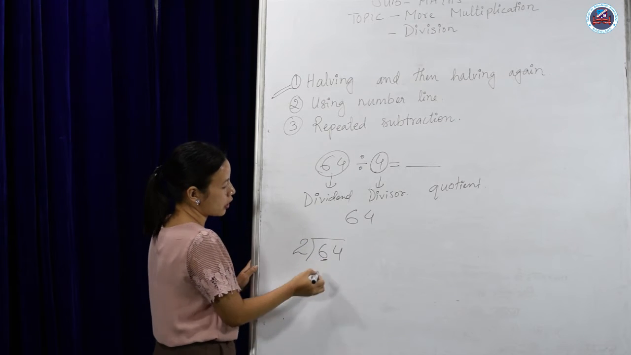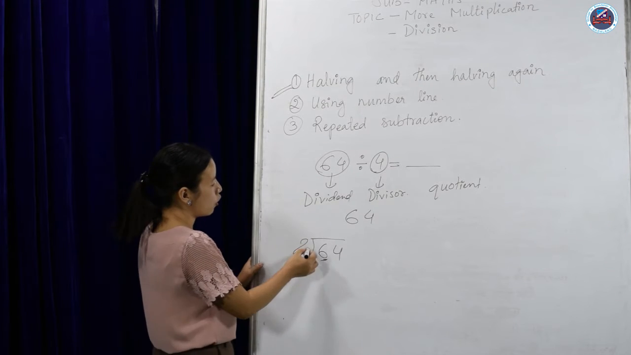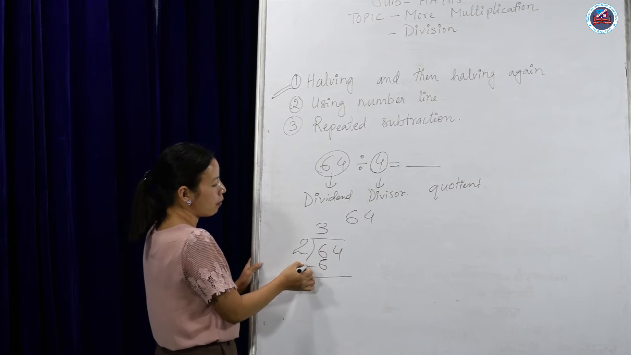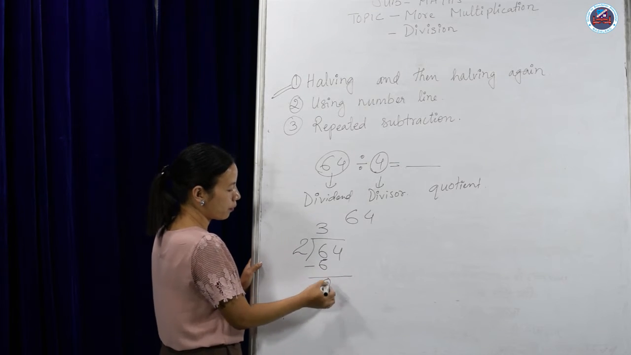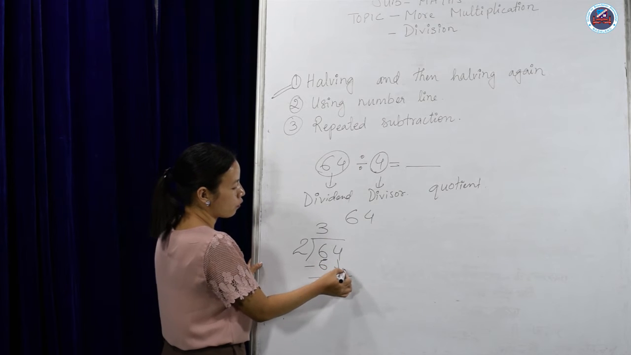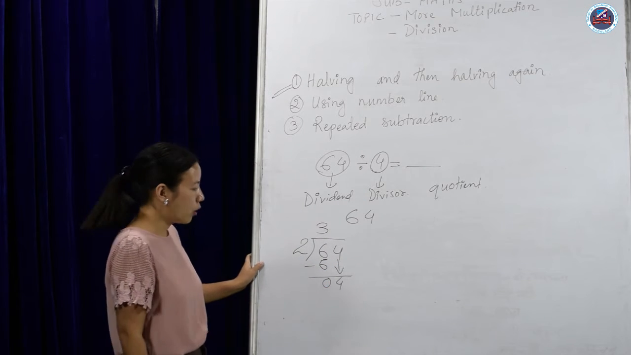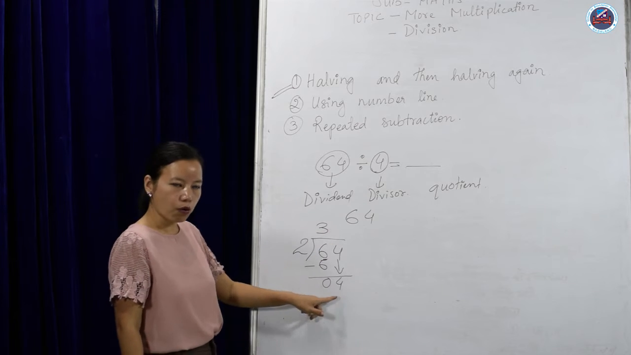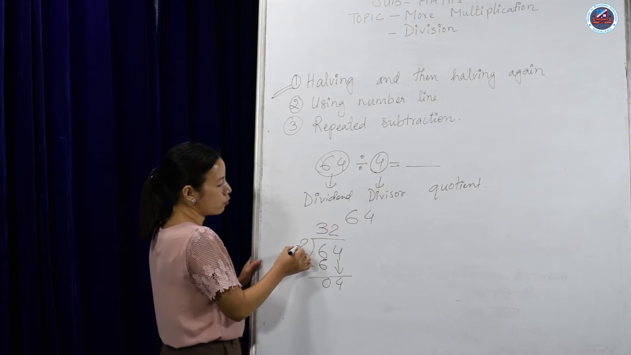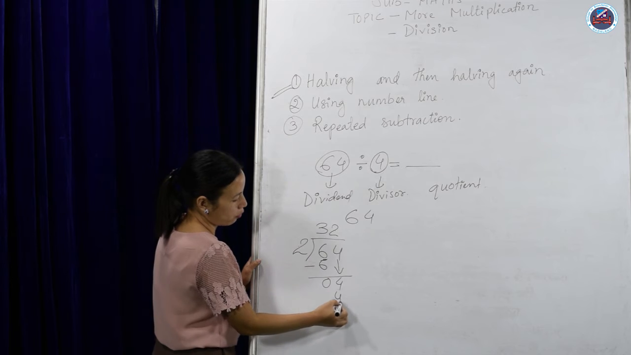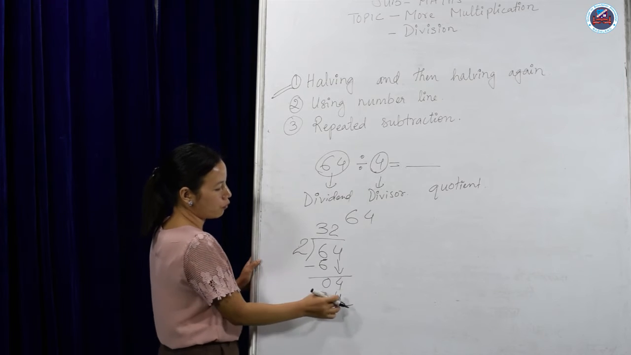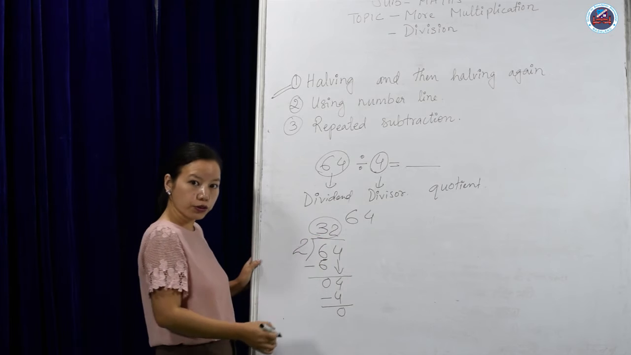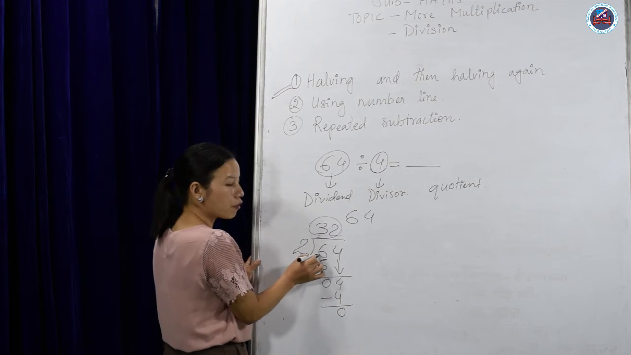The first digit is 6, so we know that 2 times 3 is 6, so we write 6 down here. 6 minus 6 is 0, right? Now bring down this 4, so that makes 4. Let's read the table of 2 again. We know that 2 times 2 is 4, so we write 2, and 4 below. 4 minus 4 makes 0. So our answer is 32. So this 32 is half of 64, right?